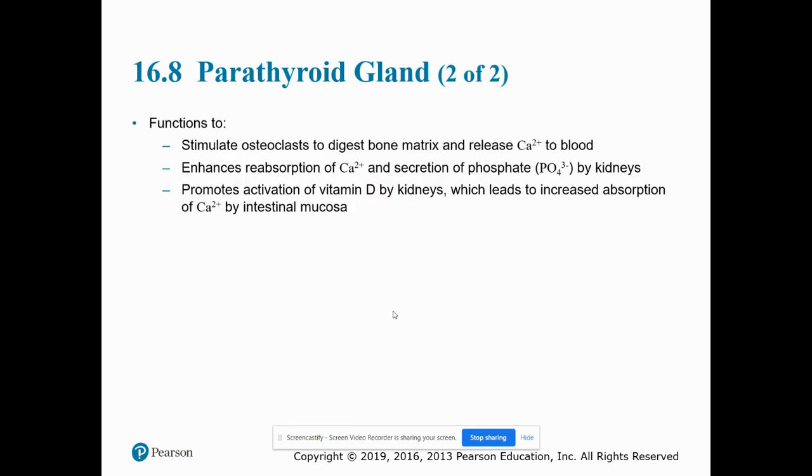All right, so what does parathyroid hormone do? It will stimulate osteoclasts to digest bone matrix. And once it digests this bone matrix, it's going to release calcium into the blood. It will also enhance the reabsorption of calcium by the kidneys and the secretion of phosphate by the kidneys. And it's going to promote the activation of vitamin D by the kidneys, which will in turn lead to an increased absorption of calcium by the intestinal mucosa.